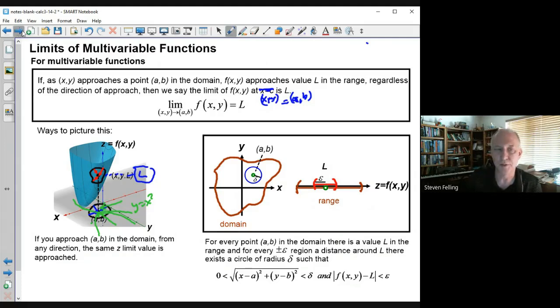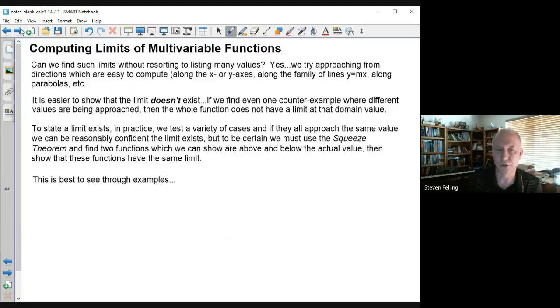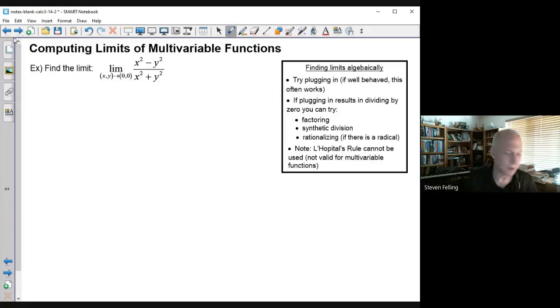Okay, so the best way to see this by far is just to work examples. So I have quite a few examples here for us to look at today. All right, so let's say I want to find this limit: the limit as (x, y) approaches (0, 0) of this structure.